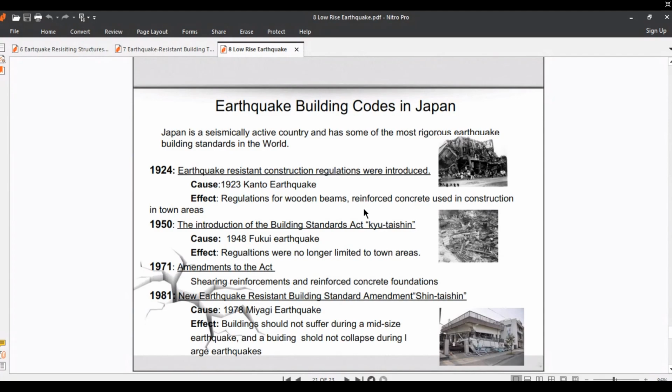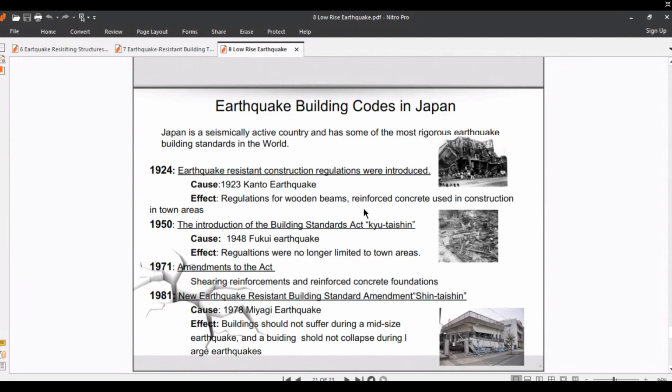And standard 1950, the introduction of the Building Standards Act, after the 1948 Fukui earthquake. In effect, regulations were no longer limited to town areas.